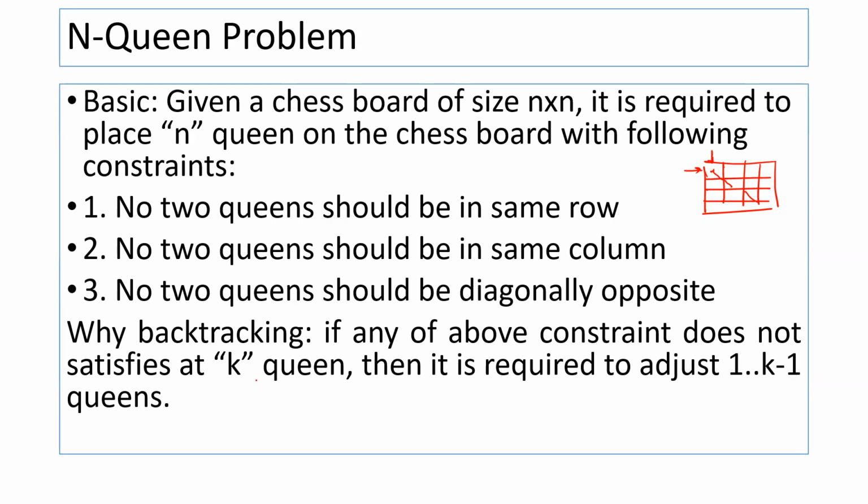The simple reason we are solving this problem using backtracking is that if any of the above constraints is not satisfied, then it is required to adjust the queens which were previously placed. Suppose there are four queens and you are trying to place q3, and the constraints are not handled, then it is necessary to adjust the positions of q1 and q2. Let me show you one simple example.